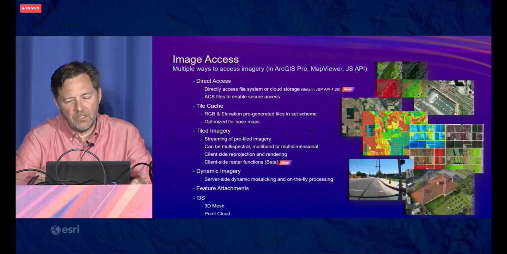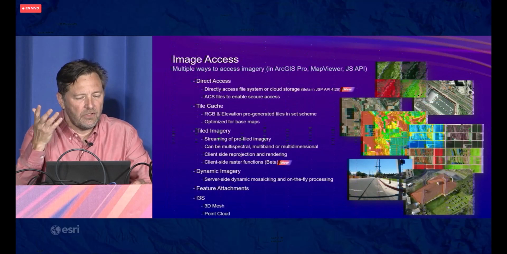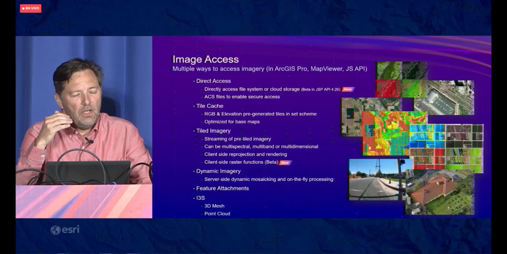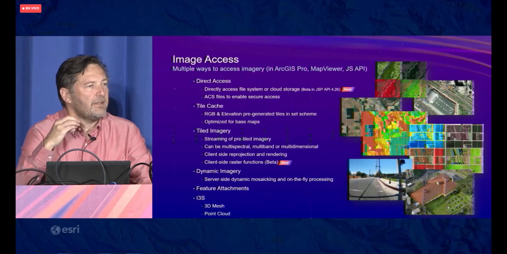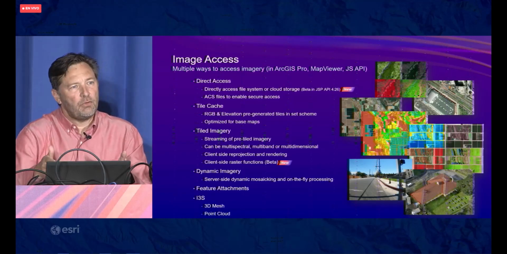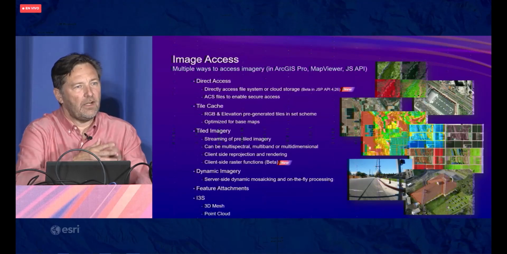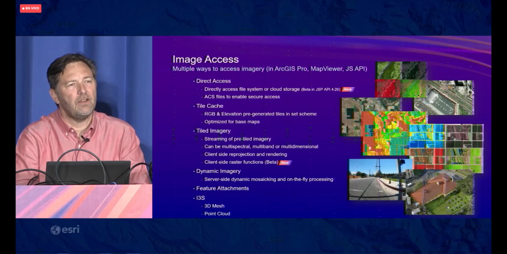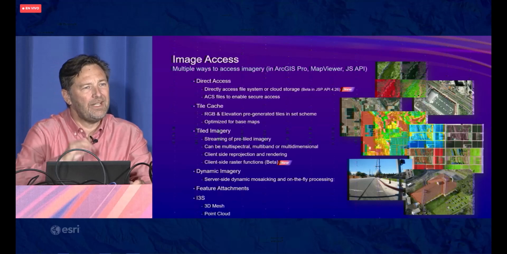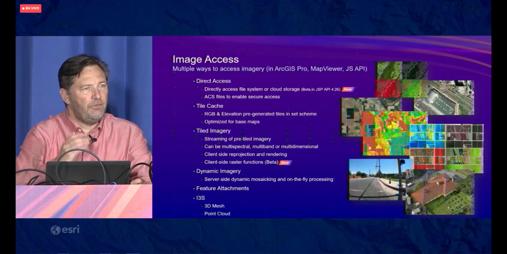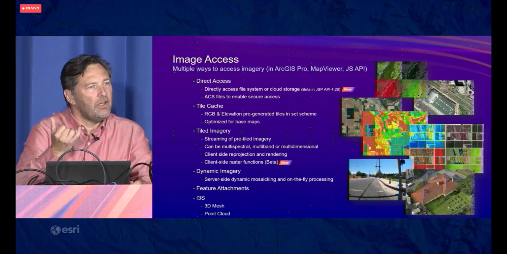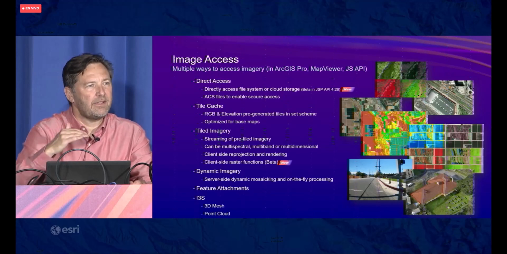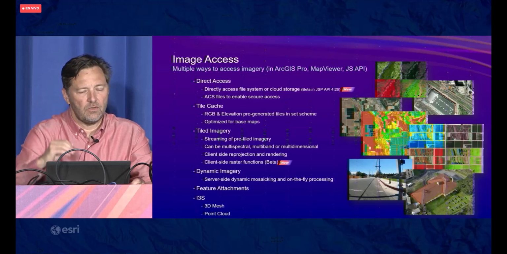Now for access to imagery: you have imagery, you're serving it, and there are various ways in which imagery can be accessed. One of the ways is direct access. This would typically be ArcGIS Pro directly connecting to a file system. A number of years ago, we added what we refer to as an ACS file. This is the ability for Pro to connect to cloud storage, efficiently manage those credentials and enable simple access to read and write to data in cloud storage.